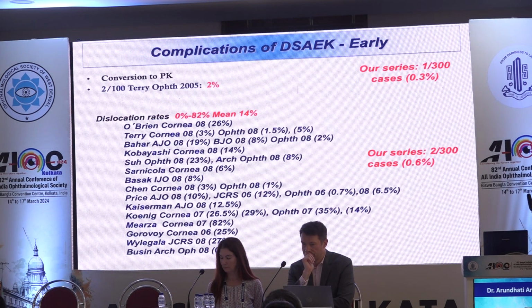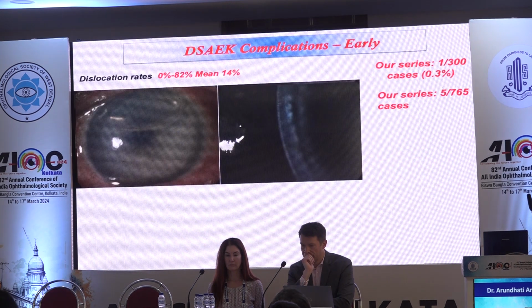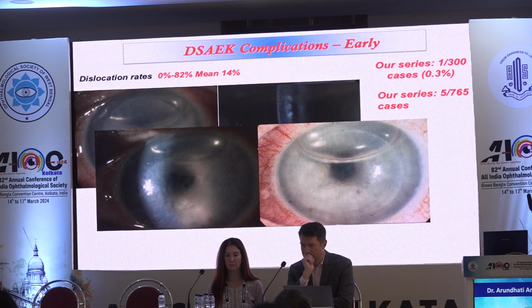Some of the common complications in the early stages is conversion to PK intraoperatively if the patient has a primary graft failure. In our early series, the risk of conversion to PK was very low, and there is a whole host of papers that have been published on the rates of dislocation following DSAEK. In our series, in the early stages, we found that our complication rate for DSAEK was less than 1%. And as you can see, there is variation in dislocation rates depending on the technique you use for doing DSAEK, as well as the early learning curve, when there is a higher rate of dislocation.